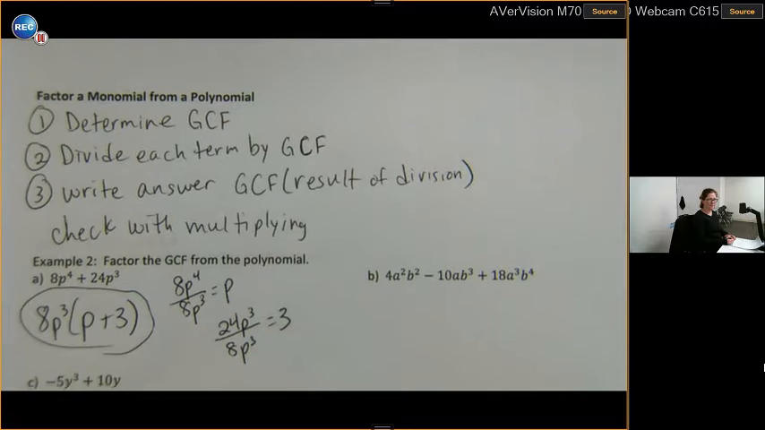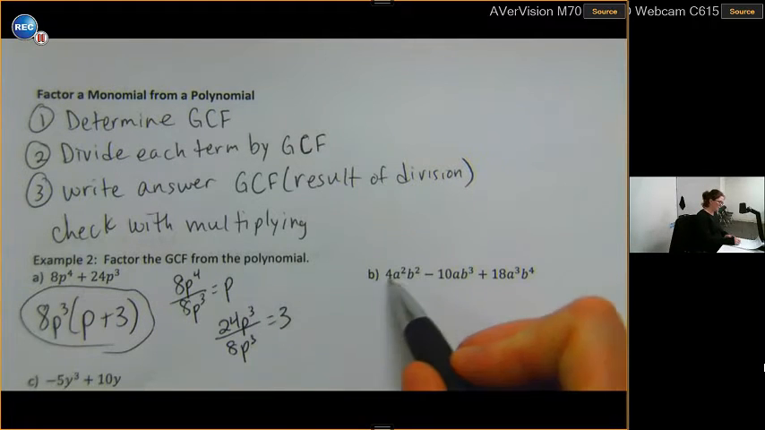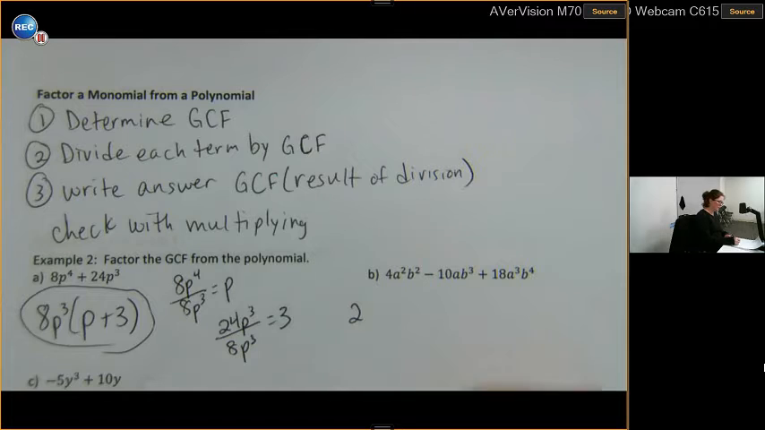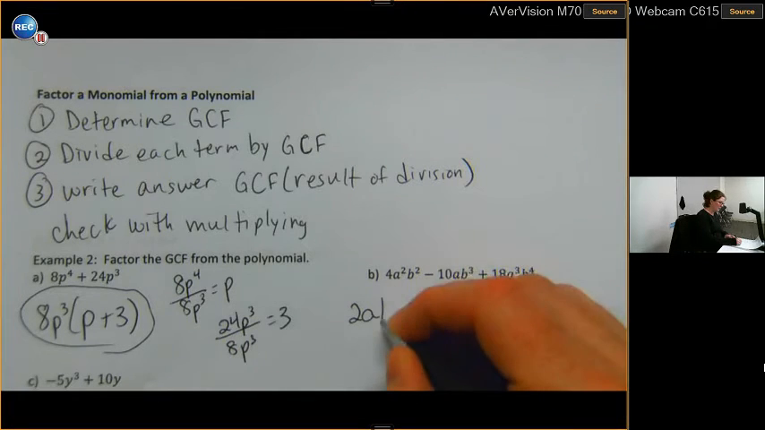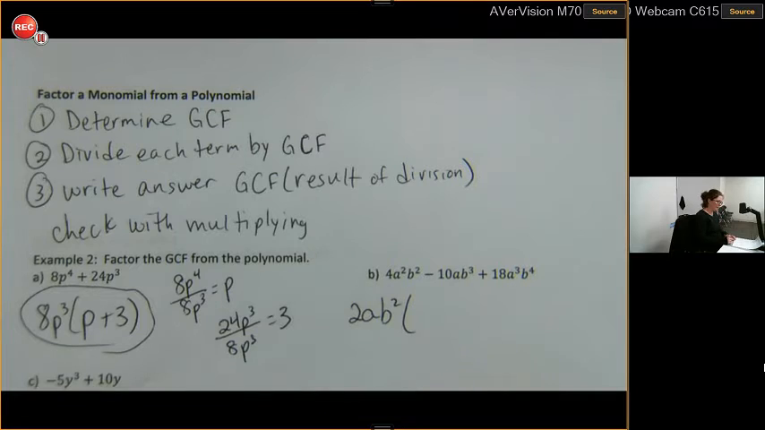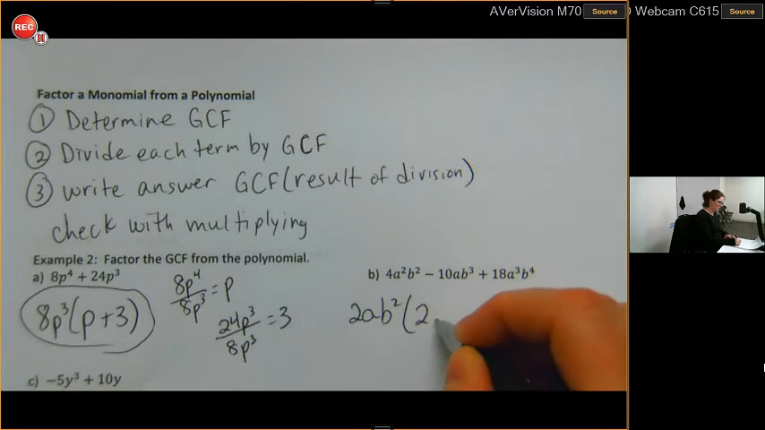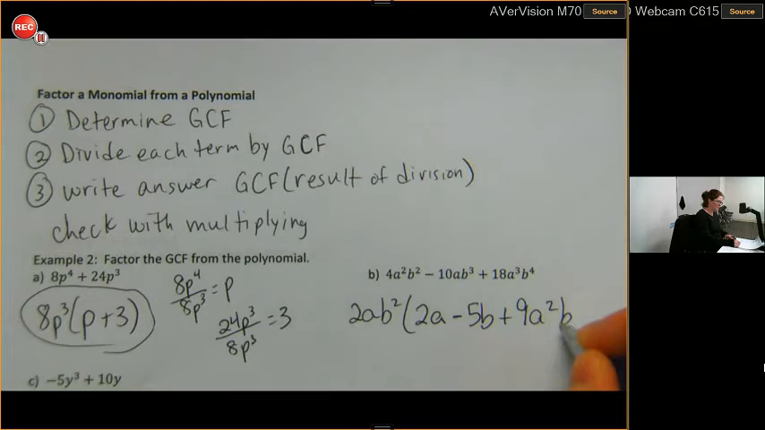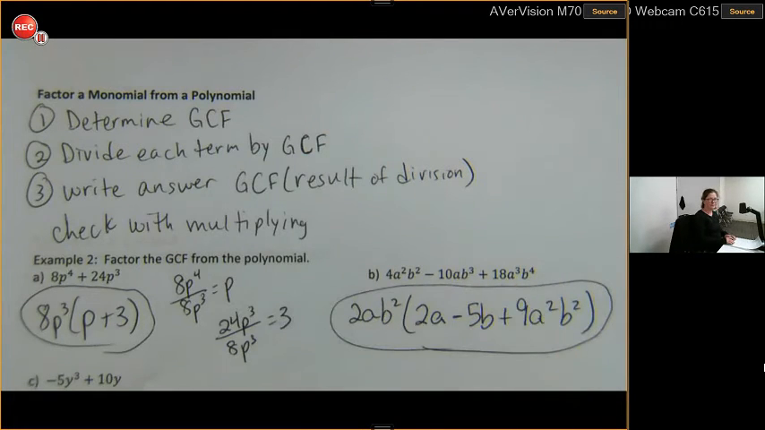So for part B, the GCF, 4, 10, and 18, all can divide by 2. Lowest power A is to the first. Lowest power B is squared. So I'm going to divide each term. So I get 2A minus 5B plus 9A squared B squared. And that's factoring its GCF.